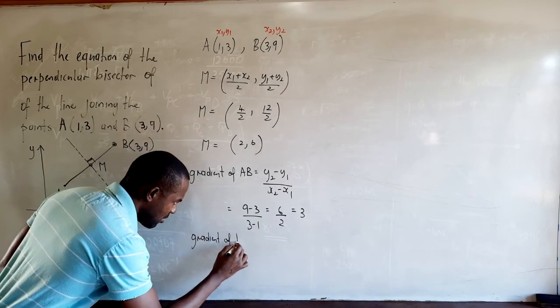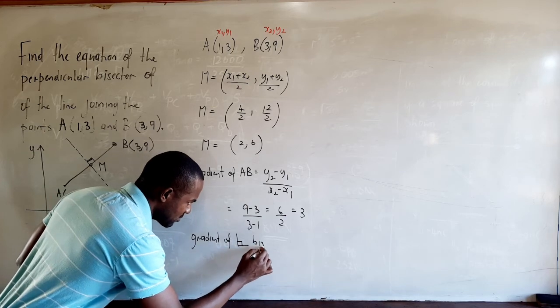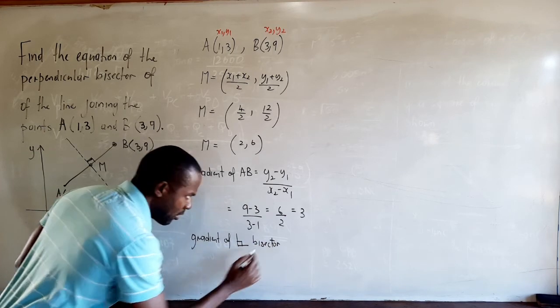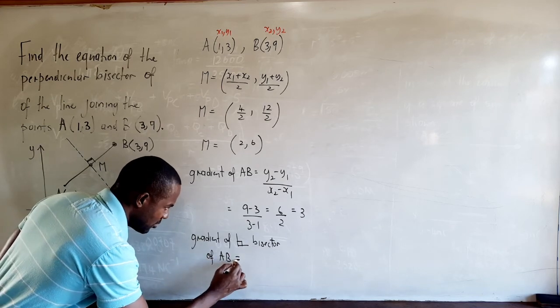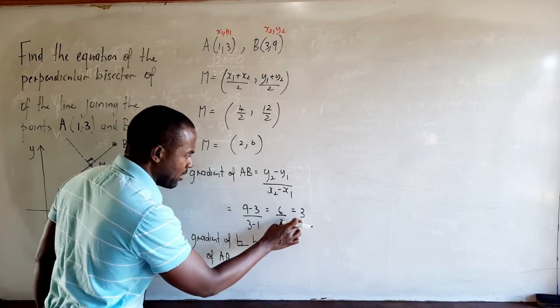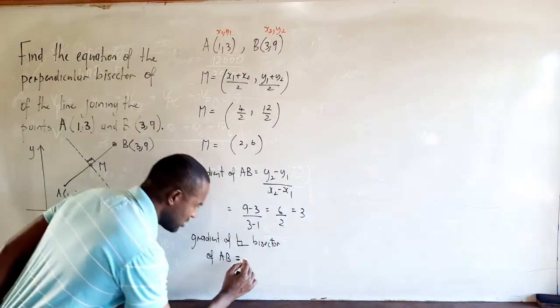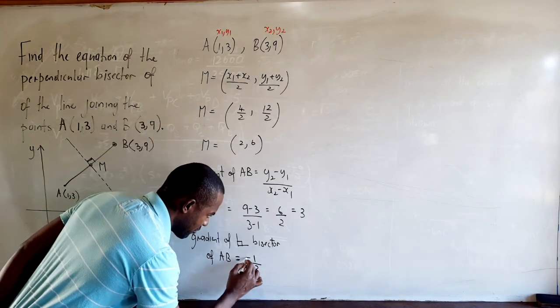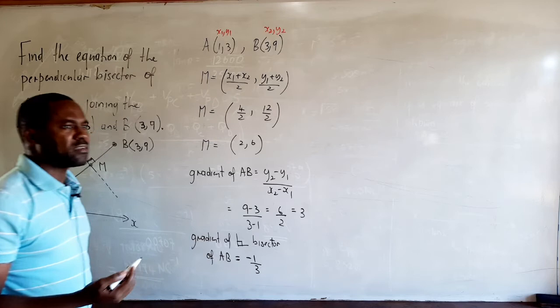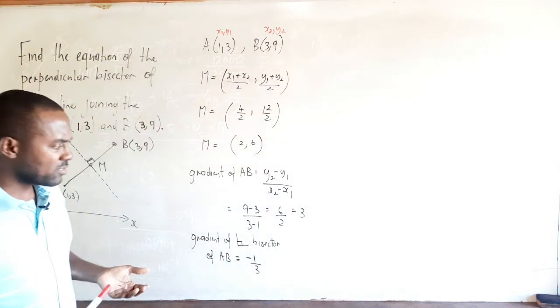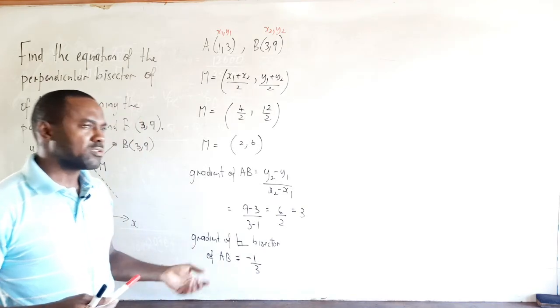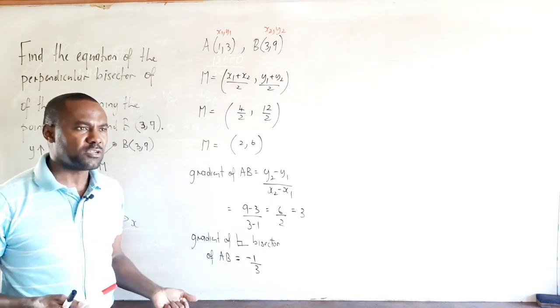So in this case, if the gradient of AB is equal to 3, then the gradient of the perpendicular bisector of AB is equal to the negative reciprocal of the gradient of AB. So this is equal to -1/3. So once again, if two lines are perpendicular, the product of their gradients is equal to -1, or in other words, the gradient of one line is equal to the negative reciprocal of the gradient of the other, right?